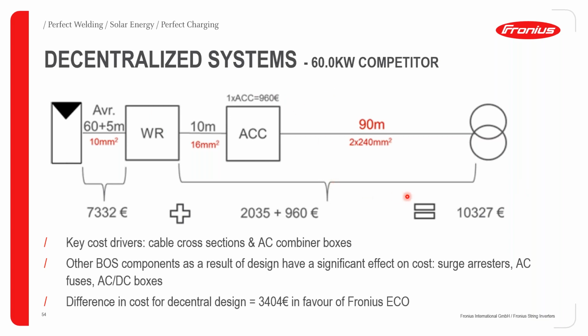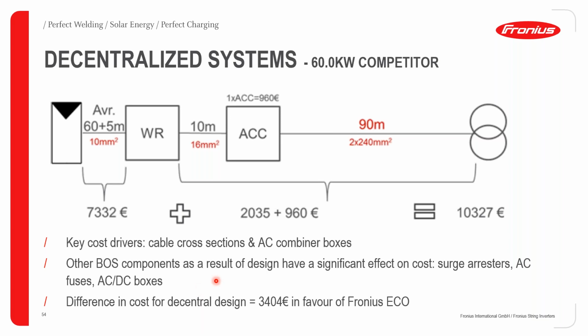And then if you look closely at what the key cost drivers are in this case, you find that because of the thicker cable cross sections as well as the AC combiner boxes that we do require, other balance of system components as a result of the design therefore have a significant effect on the cost. We are talking about surge arresters and AC fuses that may be required. As already mentioned, the Fronius inverters integrate the SPDs, therefore you can save a bit of cost there as well, especially if you're looking at the Tauro.